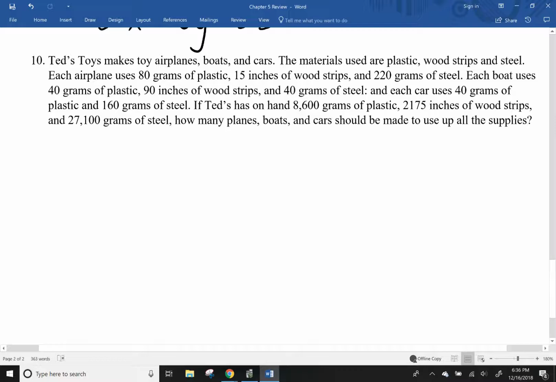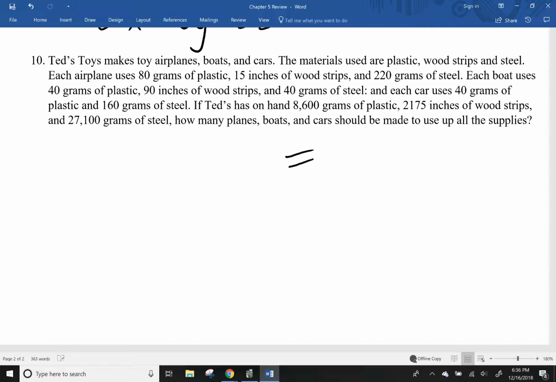So Ted's Toys makes airplanes, boats, and cars. Materials used are plastic, wood strips, and steel. Each airplane uses 80 grams of plastic, 15 inches of wood strips, and 200 grams of steel. Each boat uses 40 grams of plastic, 90 inches of wood strips, and 40 grams of steel. And each car uses 40 grams of plastic and 160 grams of steel. If Ted has on hand 8,600 grams of plastic, 2,175 inches of wood strips, and 27,100 grams of steel, how many planes, boats, and cars should be made to use up all the supplies?